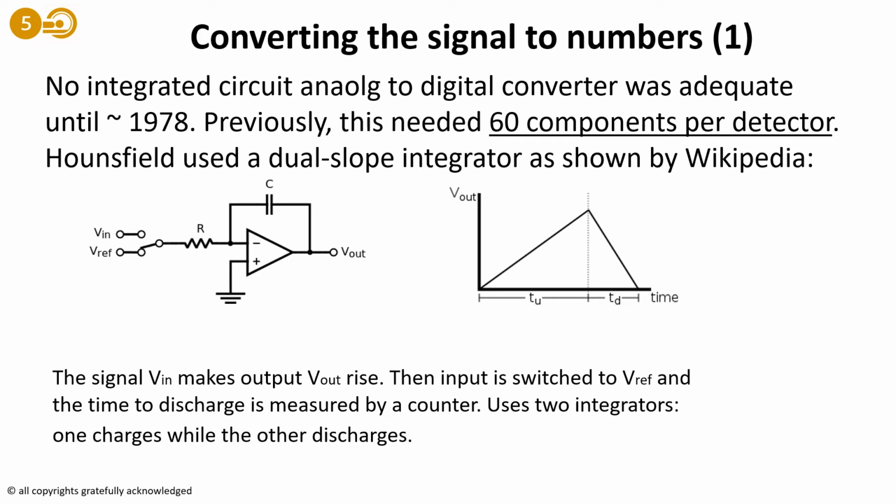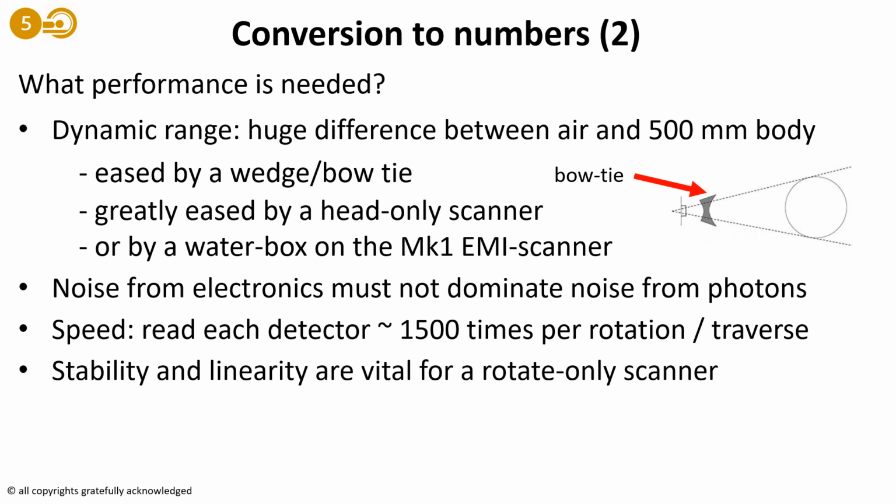Hounsfield used the dual slope integrator method, which is shown by those diagrams. And those who are interested can read how it works below. So these days, we can pretty much have what performance we need. But the challenge is still quite a big challenge in terms of analog to digital conversion.